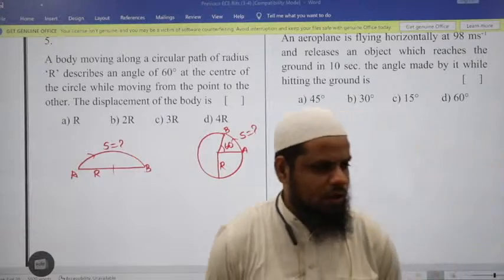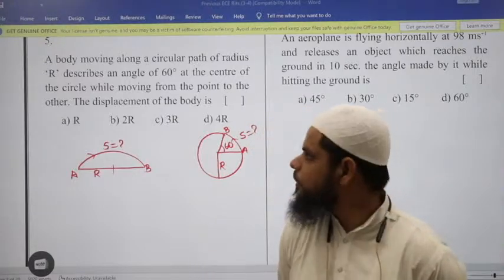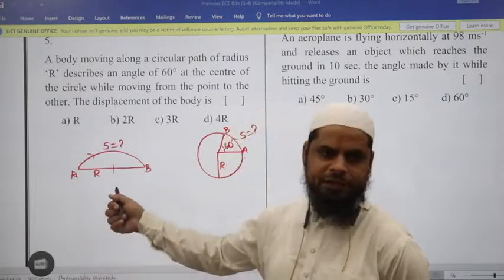Prakash, which is the 4R? You are telling the answer for the question, or is my question different here?